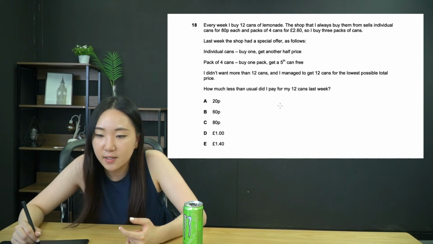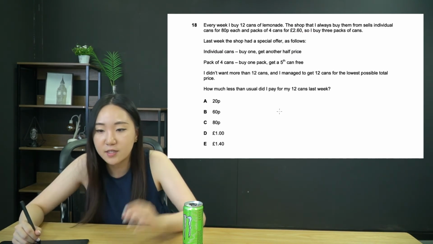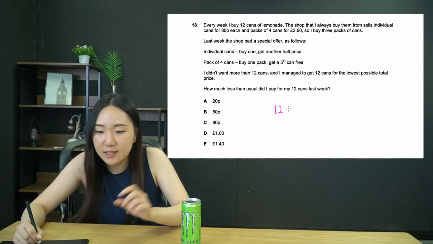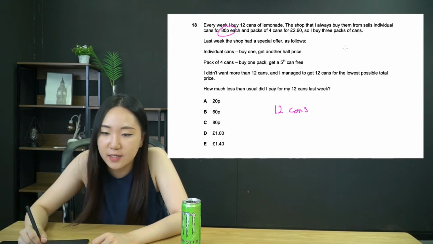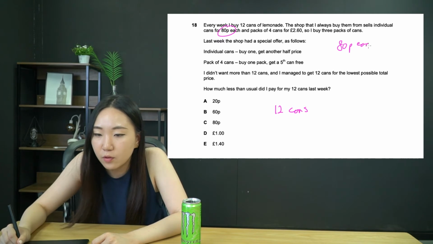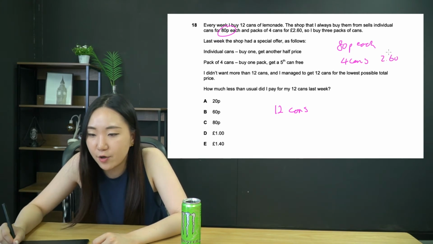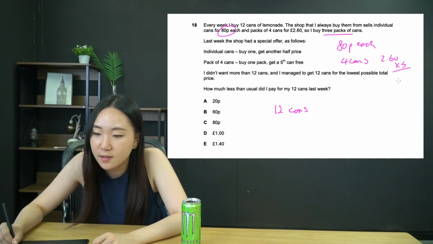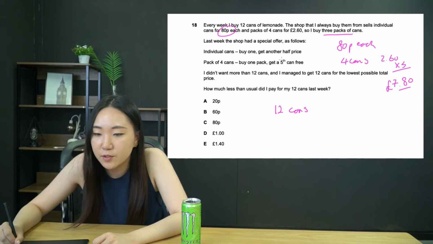Right, question 18, another problem solving. So every week I'm going to immediately start writing down, because as I said, I like to visualize things. So I buy 12 cans of lemonade every week. And then there's two options, either 80p each, or I can buy four cans for £2.60. So usually he buys 3 packs of cans, so in total how much would he be spending? It's going to be £7.80, yeah. So that's his usual spend on lemonade.